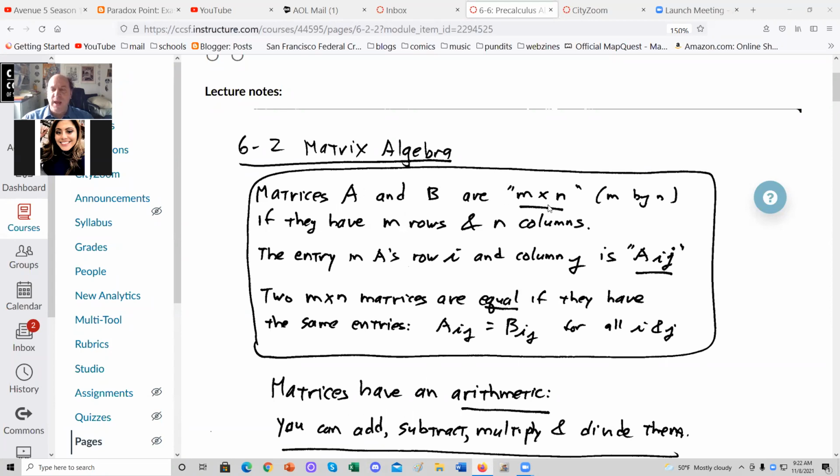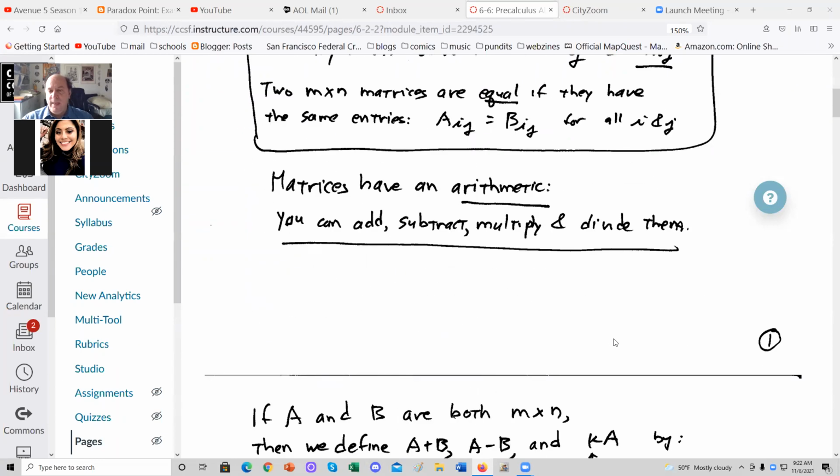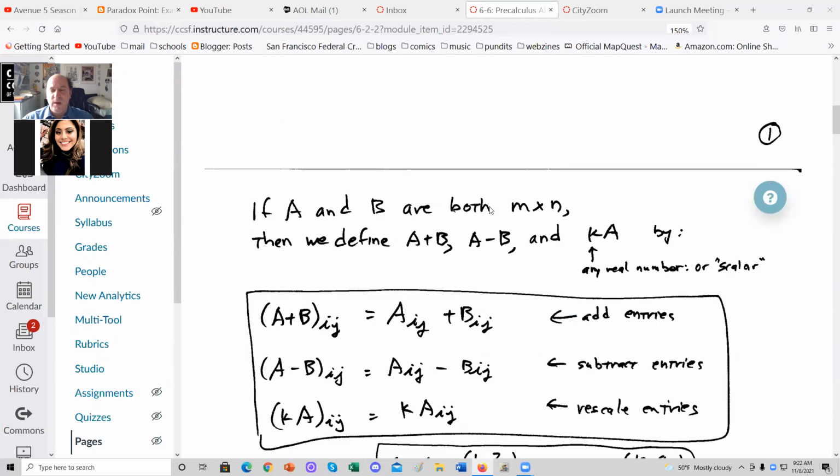Two matrices are called m by n if they have m rows across and n columns up and down. The entry in A's row i and column j is A sub ij. Two matrices are equal if they have the same dimensions, m by n, and the same entries, Aij equals Bij for all i and j. Now, we're going to define an arithmetic for these matrices.